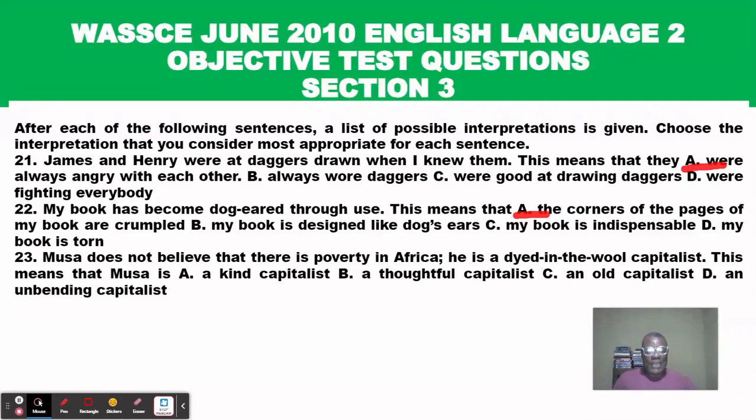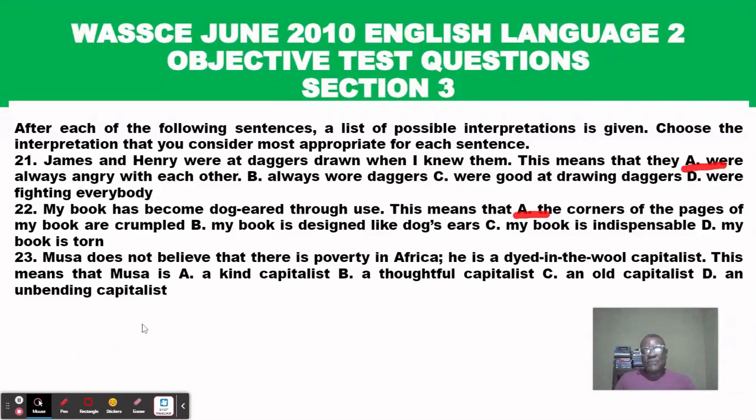Dyed in the wool has to do with something very rigid, very firm in one's belief. Dyed in the wool, dyed in the wool. Something that is difficult to change. That's something dyed in the wool.